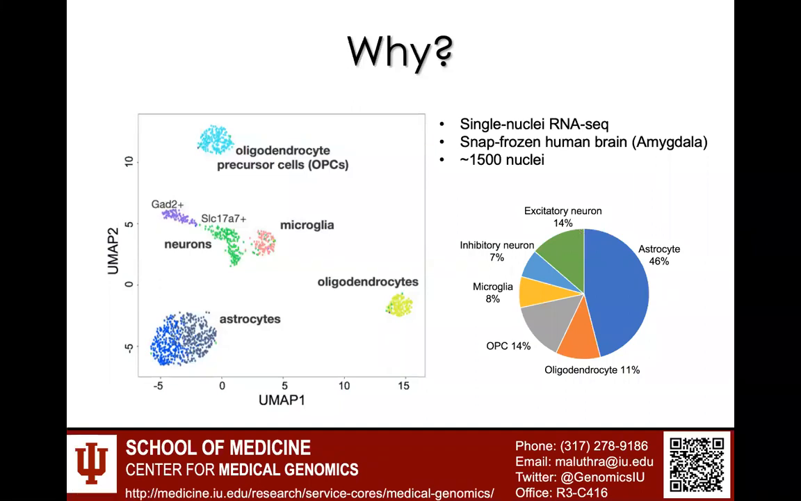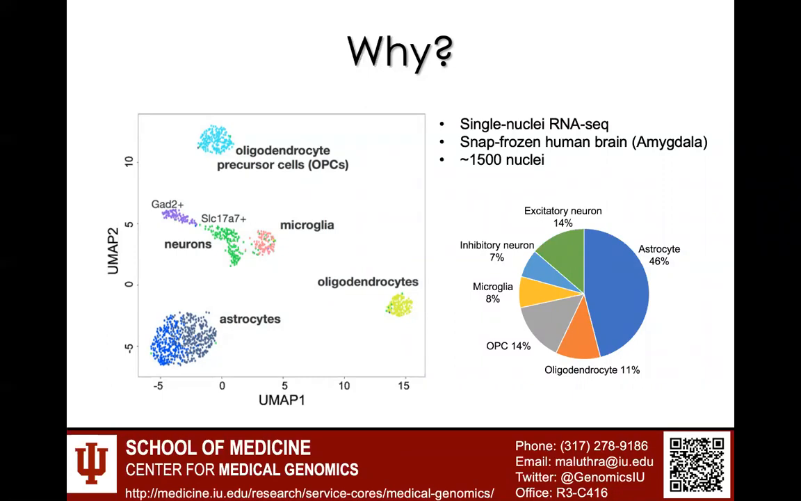First question, why do we do single-cell analysis? We know that most of the tissues or organs in our body are complicated, composed of many different cell types. In one example that we did for single nucleus RNA sequencing on human frozen samples, as you can see, out of 1,500 nuclei we sequenced, they are coming from many different cell types: astrocytes, neurons, microglia, oligodendrocytes, and OPC. And actually, there are many other cell types as well.